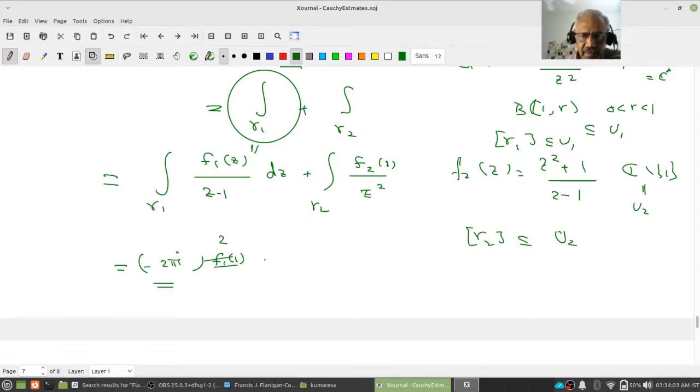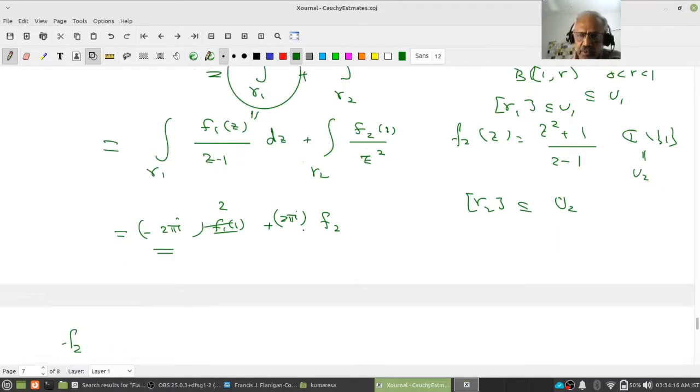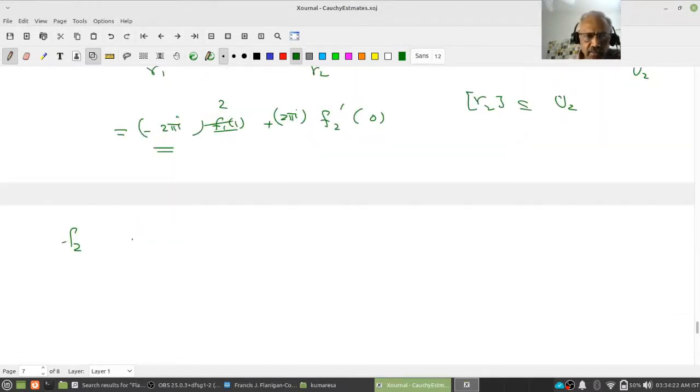Plus then I have to look at f2 of z and compute its derivative. This is the anti-clockwise direction, therefore it will be 2 pi i into f2 dash at 0. Let us compute that. What is f2 of z? f2 of z is z squared plus 1 by, I hope, z minus 1.